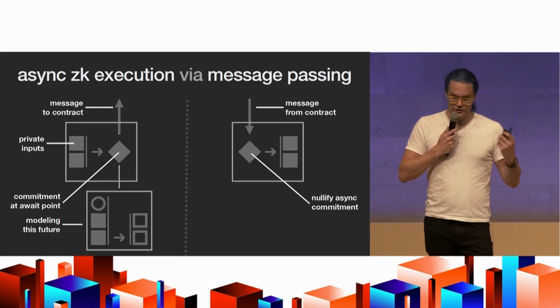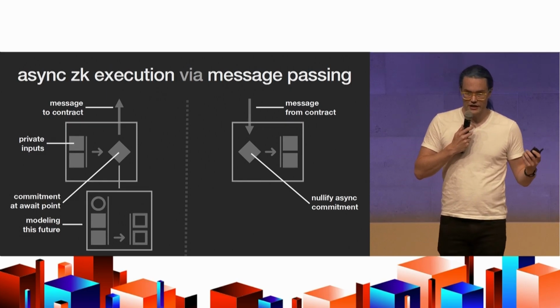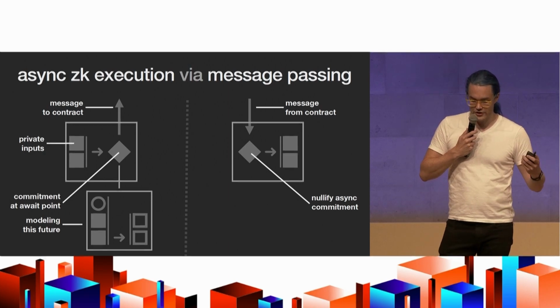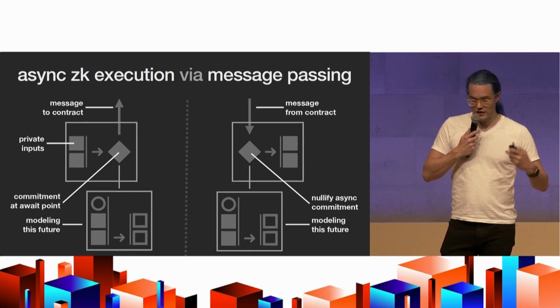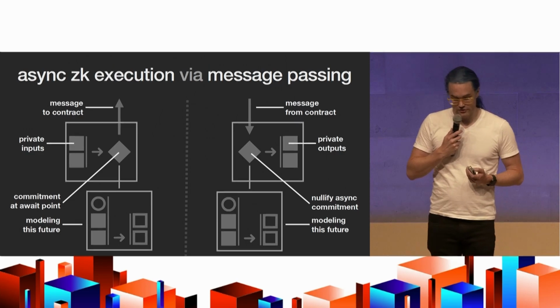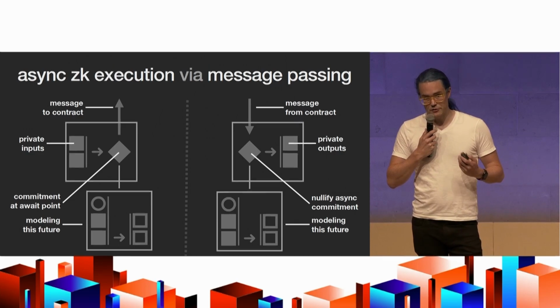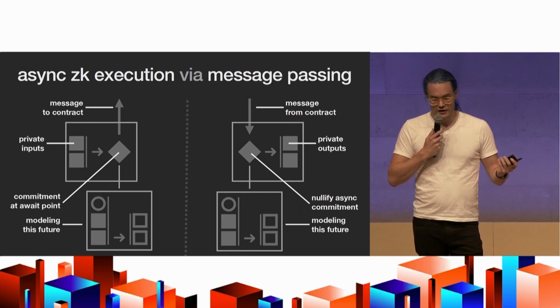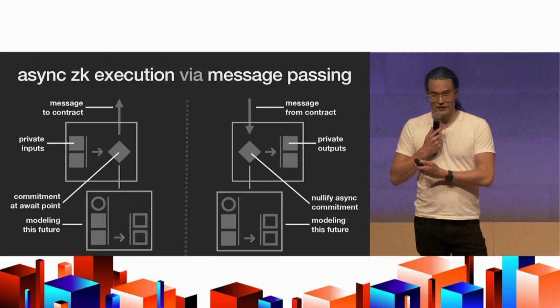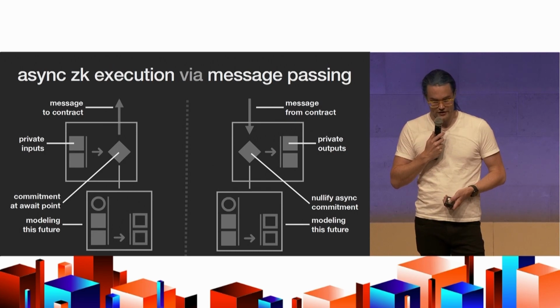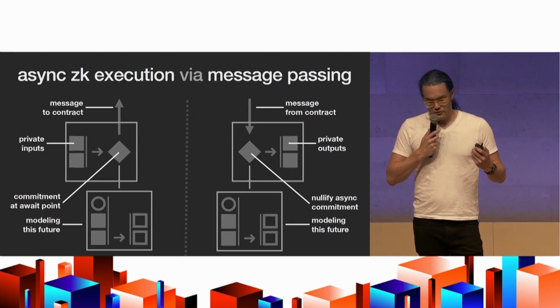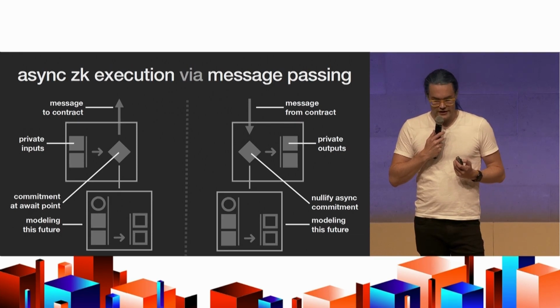The user who had created that commitment to their intermediate execution state can now resume execution by spending their commitment and slotting in the public inputs from the contract into the appropriate places and minting their private outputs. So when we do this on Penumbra for swaps, the public input that's coming in from the contract is what was the batch price for that block, and the private outputs are then that user's pro rata share of the batch.